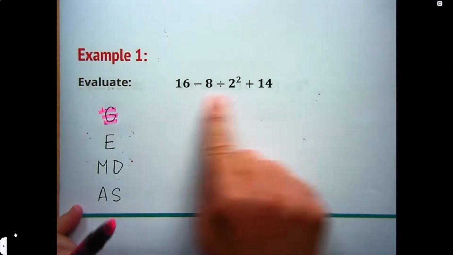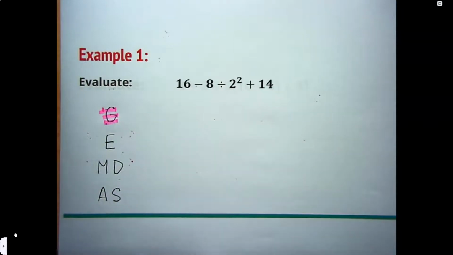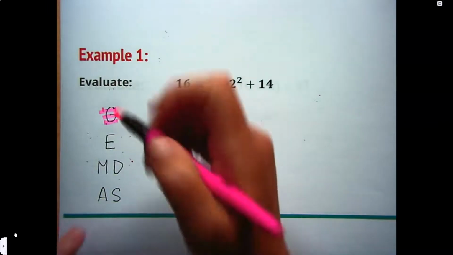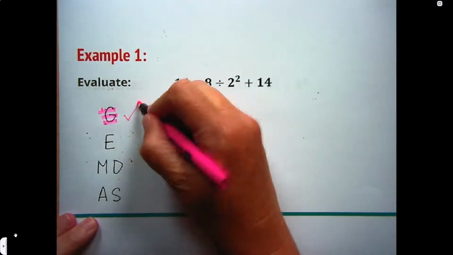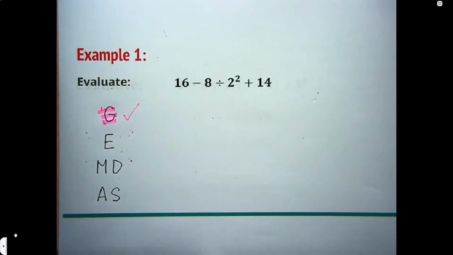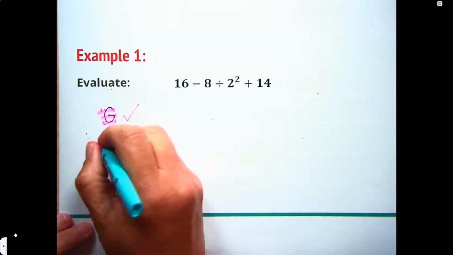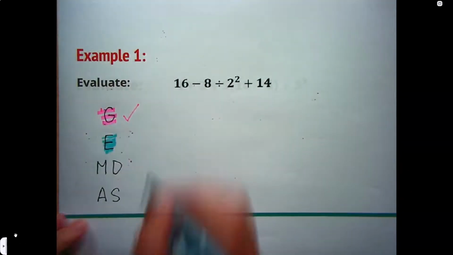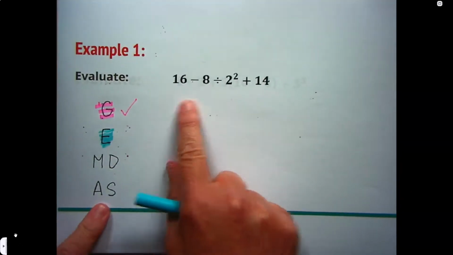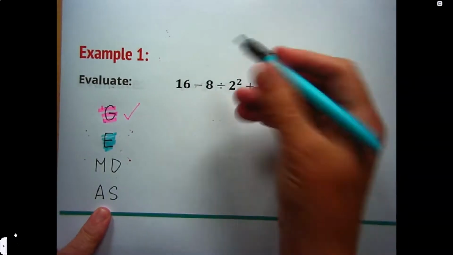So when I look at this problem over here, I don't see any of those grouping symbols that we talked about. No parentheses, no brackets, no braces, nothing. So grouping symbols, done. Nothing to do there. All right, next up, I'm looking for exponents.